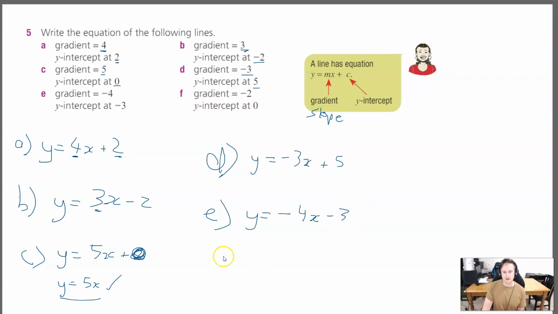For f, the gradient or the slope is -2. So it's going to be y equals -2x. And then y-intercept at 0. Remember, you can write plus 0, but you don't need to. So we're just going to leave it as y is equal to -2x.